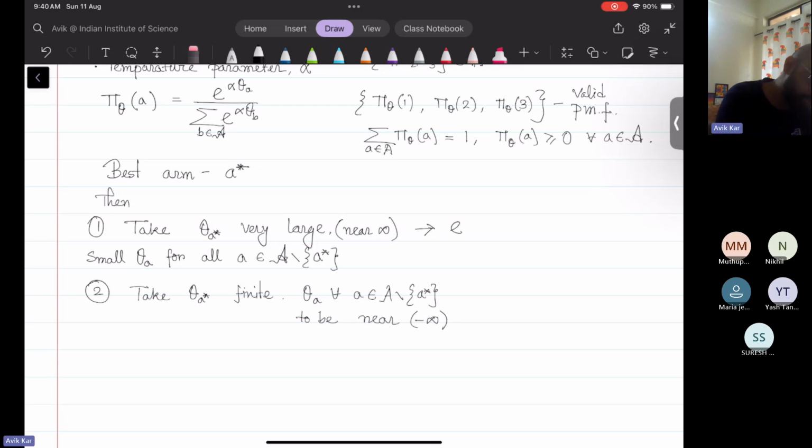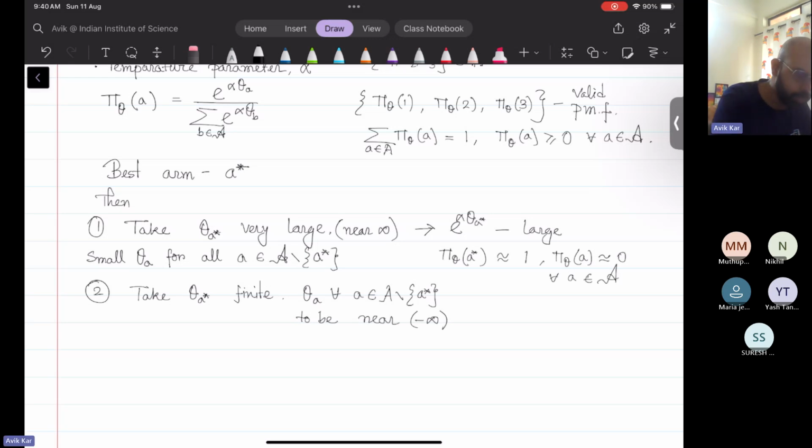That makes e raised to alpha theta a star large, and pi theta a star will be close to 1. And pi theta a for all other a will be close to 0, for all a not equal to a star. So you can verify that for the second case also the same thing will happen.